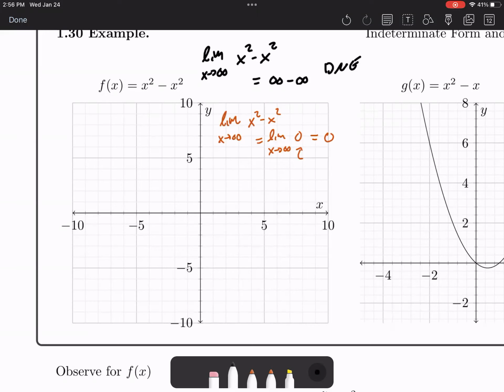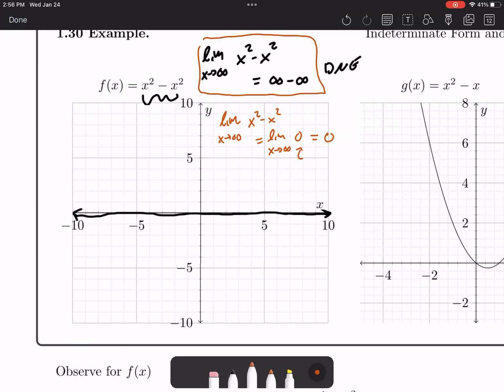In fact, you might look down here and think that the graph of the function is not there, but it is there, right? x squared minus x squared is just equal to 0. So the graph of this function is hiding behind the x-axis. So here, the limit exists for all points. It's equal to 0 because the function is constantly equal to 0, even though your direct substitution gave you the indeterminate form infinity plus or minus infinity.